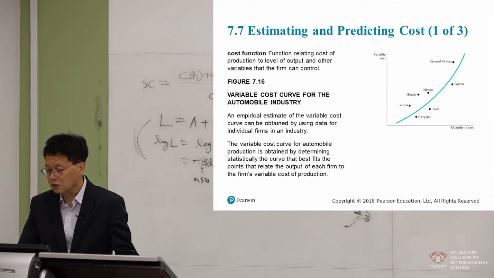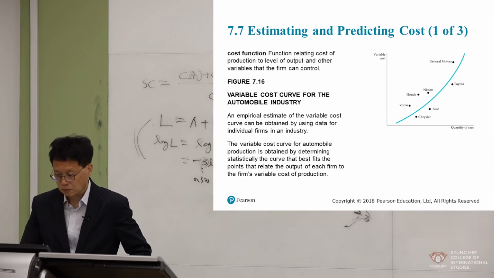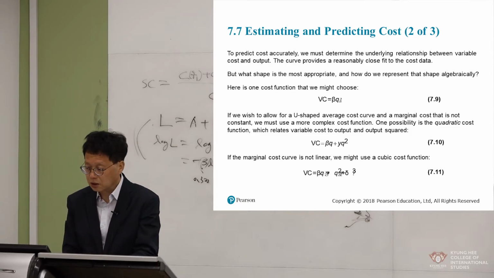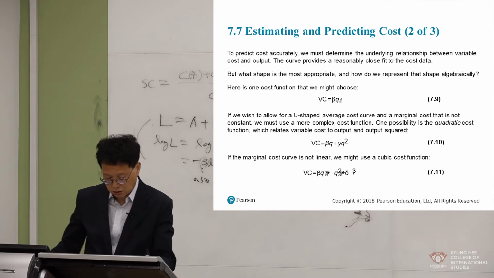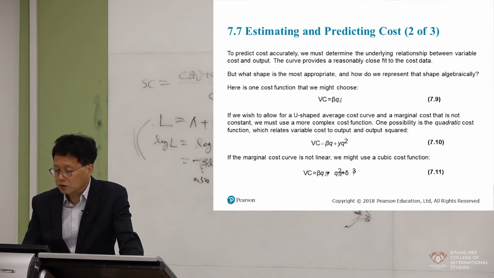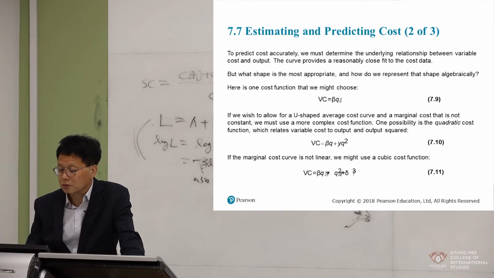Using this actual data, we can project a fitted value like this. There is a positive relationship: as production increases, variable cost increases, right? That is estimated by an econometric technique. To predict cost accurately, we must determine the underlying relationship between variable cost and output. The curve provides a reasonably close fit to the cost data. But what shape is most appropriate? Anyway, you have to decide the shape of variable cost.